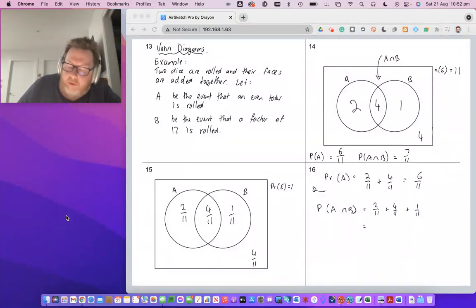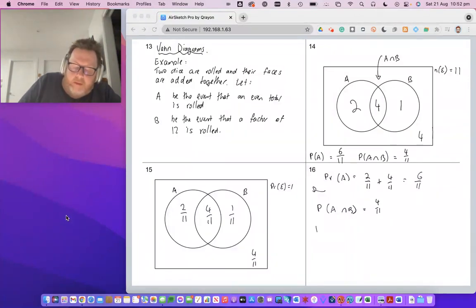I won't redo the video because I'm happy for you to see my mistakes. The probability of A intersect B is, of course, just the middle. And so that would be just 4 elevenths, like so. So that is what should be there as well. It's just the middle itself.